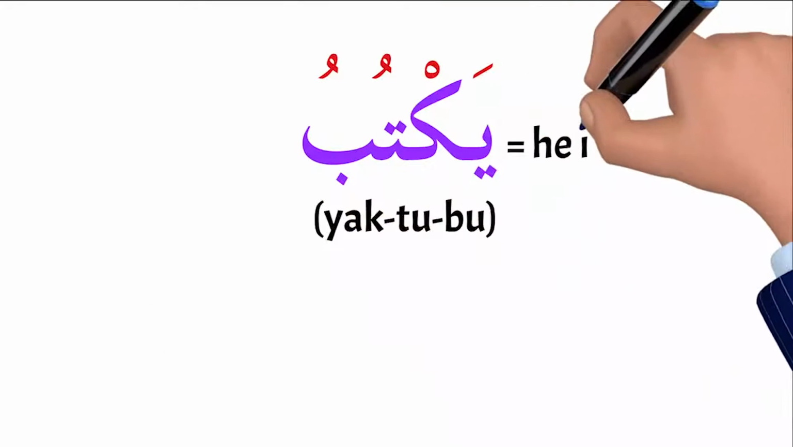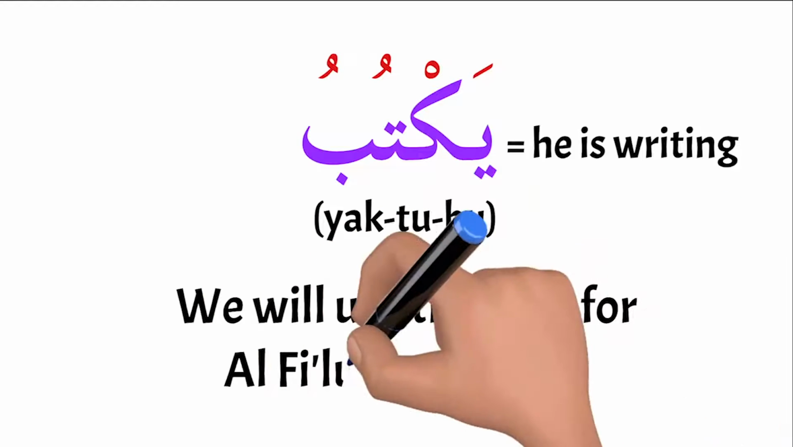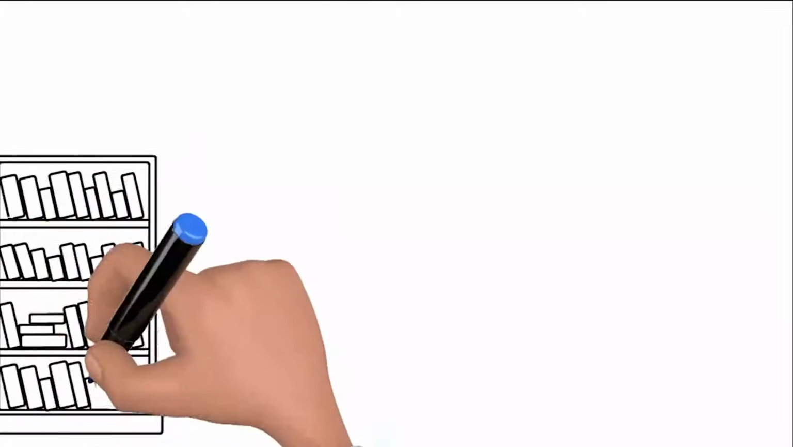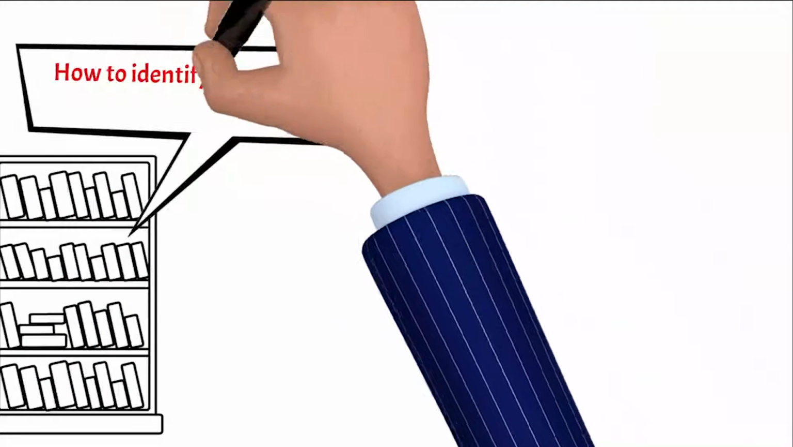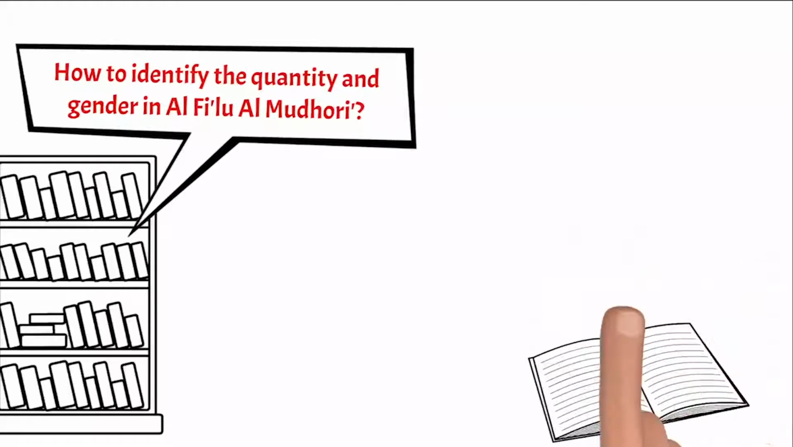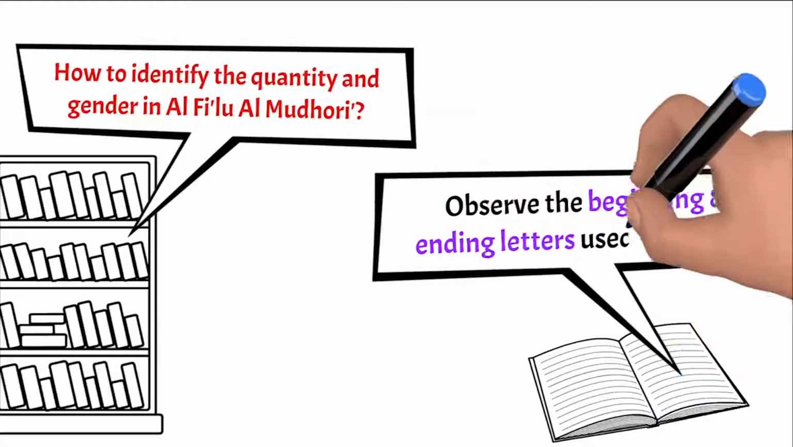يكتب means he is writing. We will use the verb for الفعل المضارع. How to identify the quantity and gender in الفعل المضارع? Observe the beginning and ending letters used in the verb.